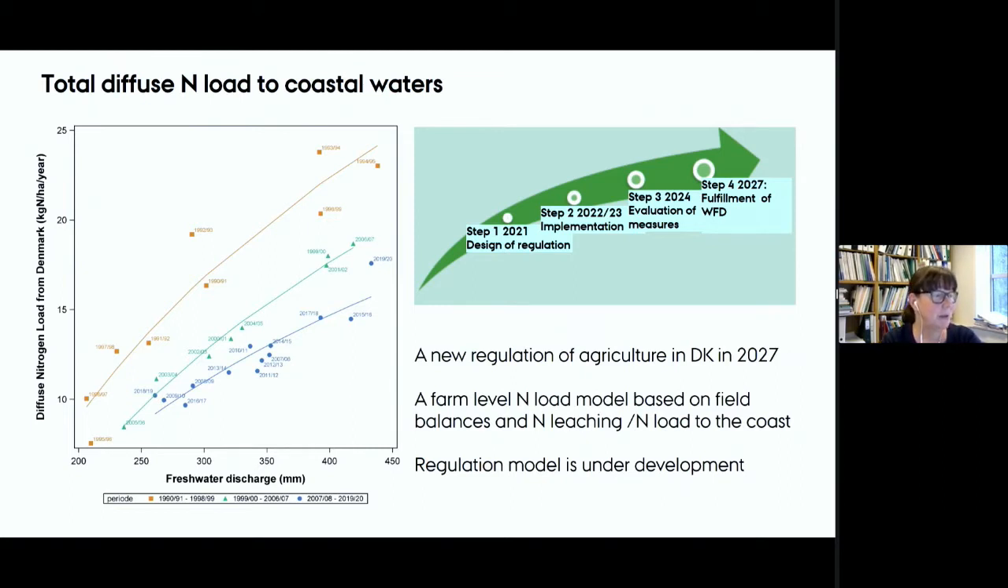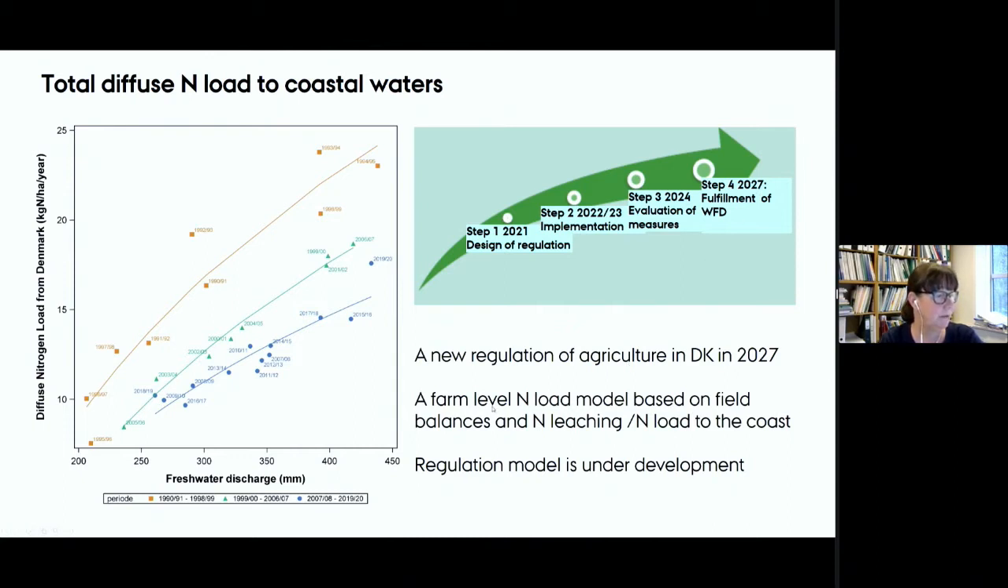The parliament has just passed a new regulation of agriculture in Denmark that also takes into account some climatic issues. And we need to meet the goal for the Water Framework Directive in 2027. The plan is now to have a design of a new regulation in the beginning of the plan, an implementation stepwise, a half-time evaluation of measures, and then hopefully a fulfillment of the Water Framework Directive goal in 2027.